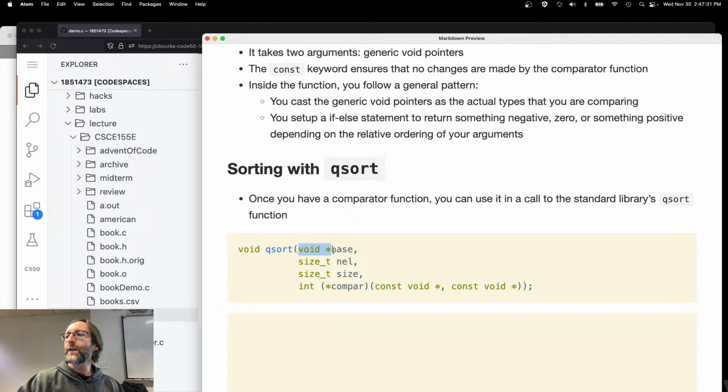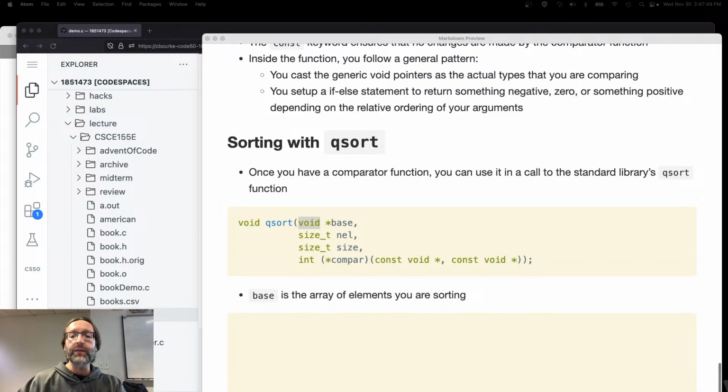Does it take an array of integers? Does it take an array of doubles? Does it take an array of books? No to all those questions, or yes to all those questions. It can. It can take any array of any type because it's a generic void pointer. Right? That's what base is. It's the array of elements. And again, I'm not going to give a name to those elements because it could be integers, it could be doubles, it could be anything, right? That you're going to sort.